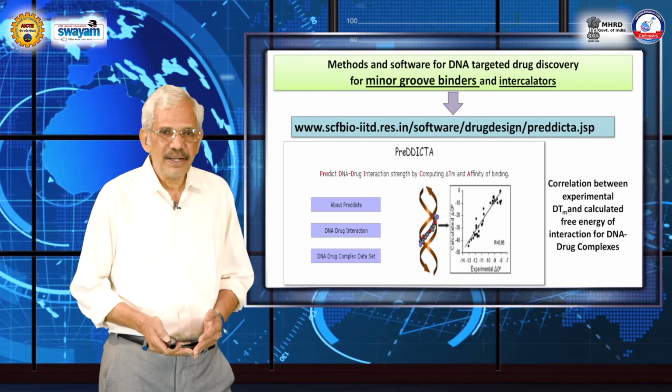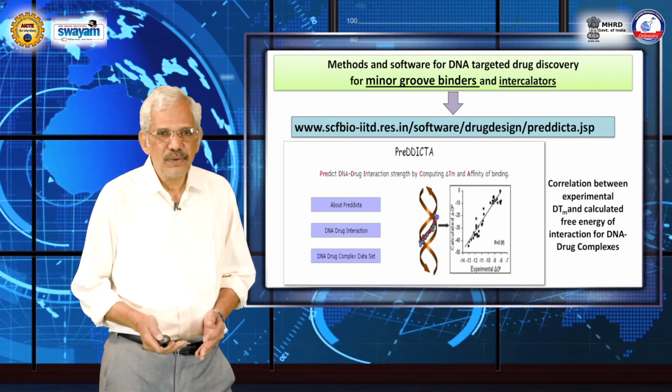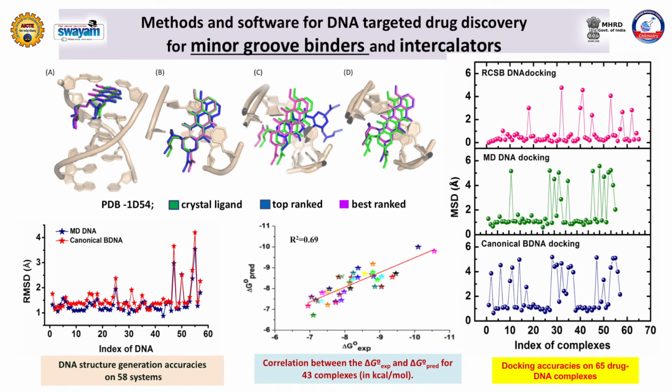We have a predictive methodology which is very popular in the area of DNA-based drug discovery, minor groove binding. We also have something for the intercalators, that is, these molecules bind between the bases as they intercalate into the DNA. So, we could have either intercalators as the drug molecules for the DNA or minor groove binders as drug molecules for the DNA.